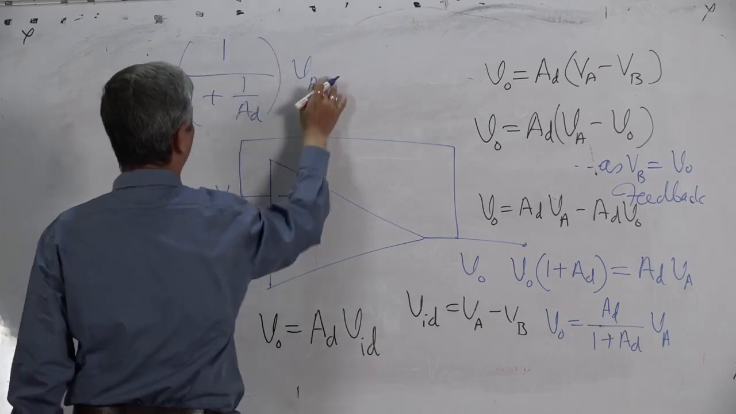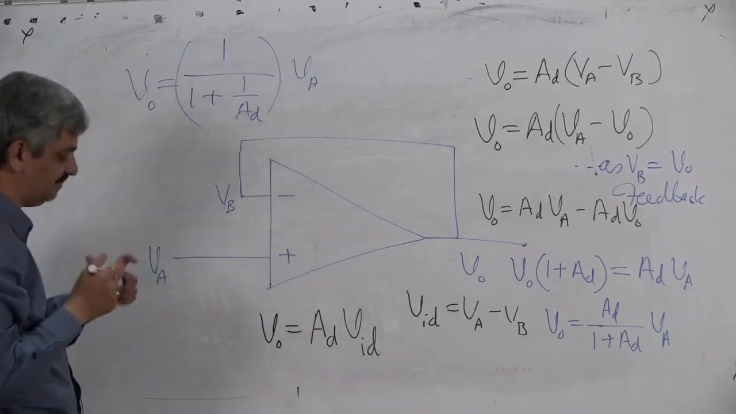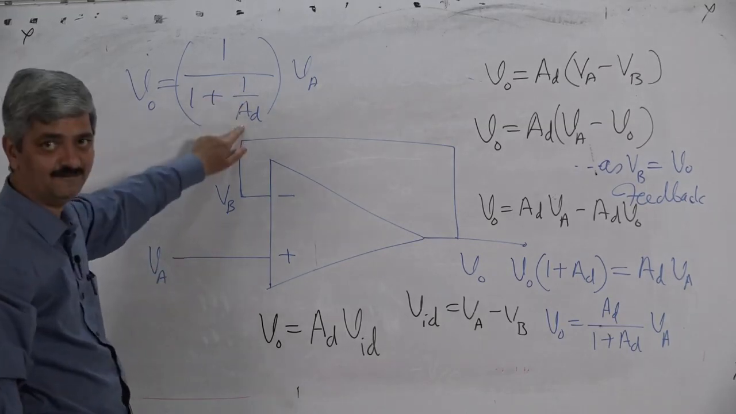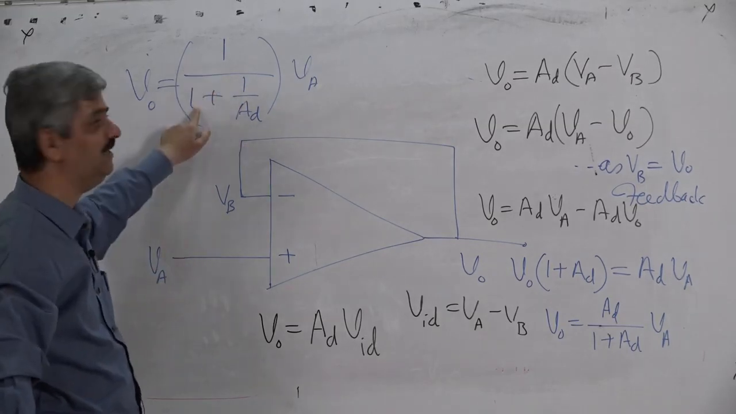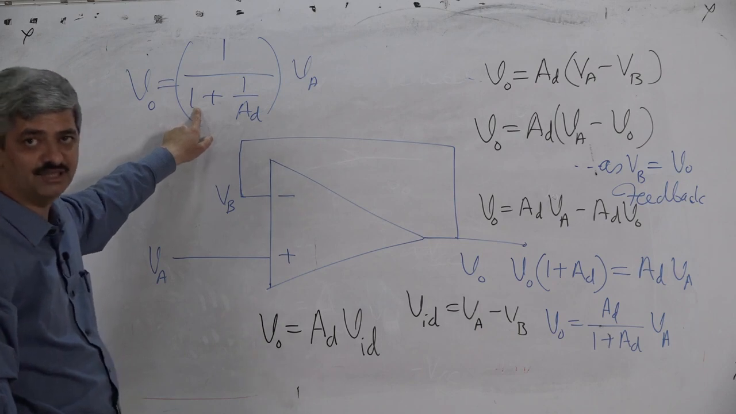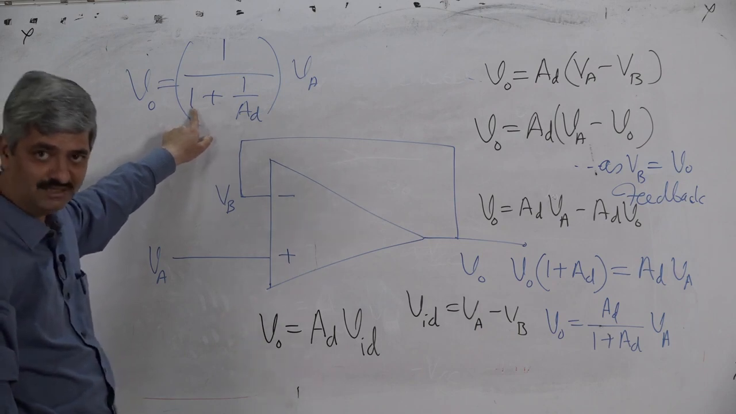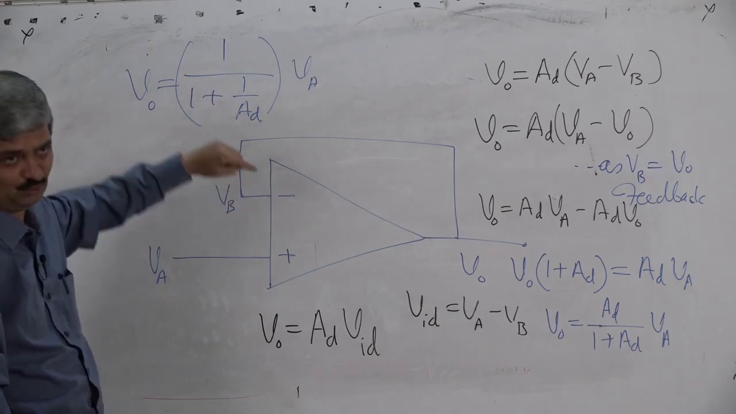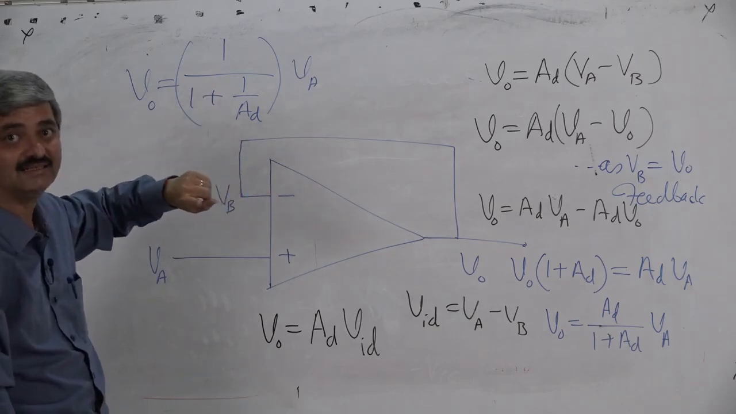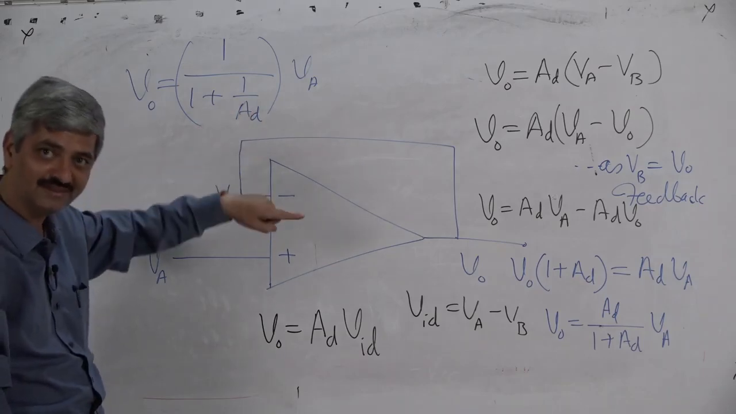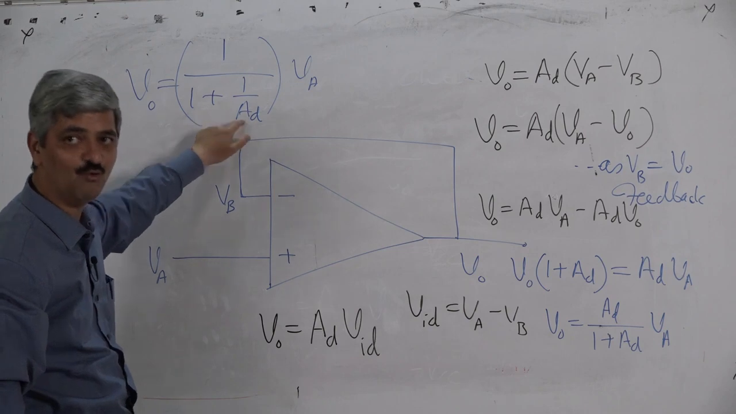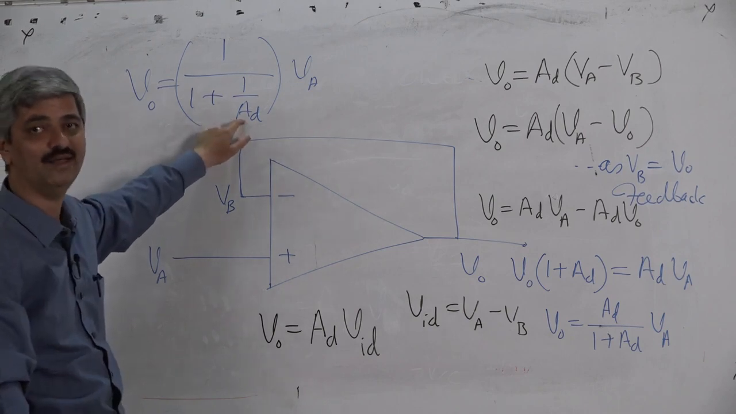Now let us comment on this term in the bracket. If AD is 1 lakh, it will be 1 upon 1 lakh. So it will be 1 point, how many zeros? 1 upon 1000 is 2 zeros. 1 upon lakh is 4 zeros and then 1. So 1 upon 1.00001, which is approximately equal to 1.